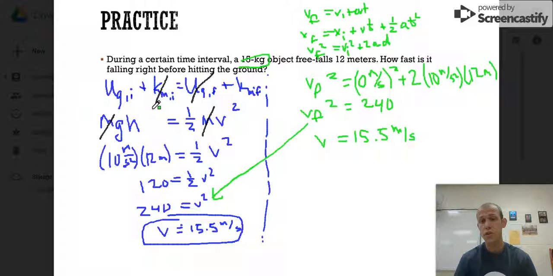So use whatever you want. Sometimes there's only a certain amount of information given and you have to use energy, or vice versa, you have to use kinematics. This is a problem though where you can use both and choose. So use that knowledge to help you from now on.